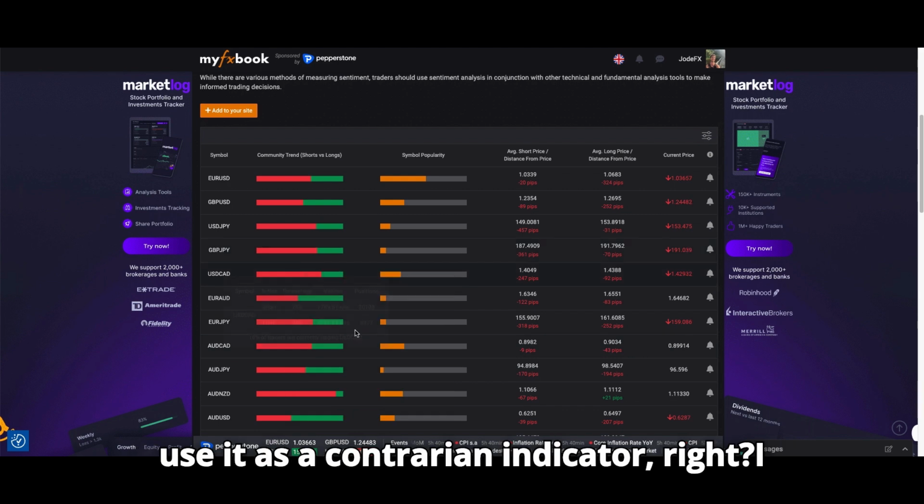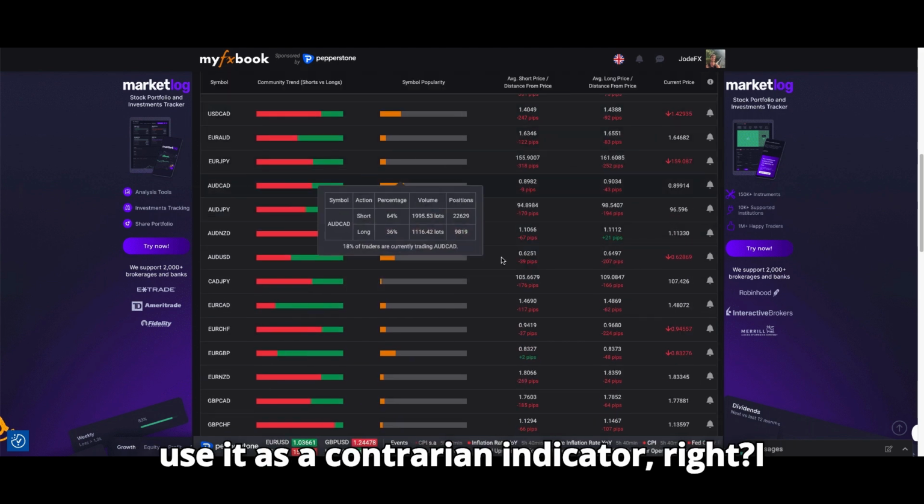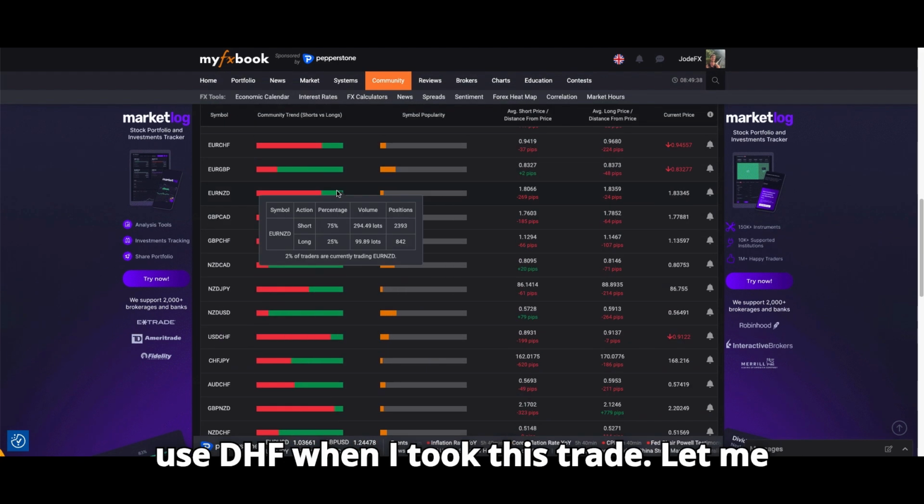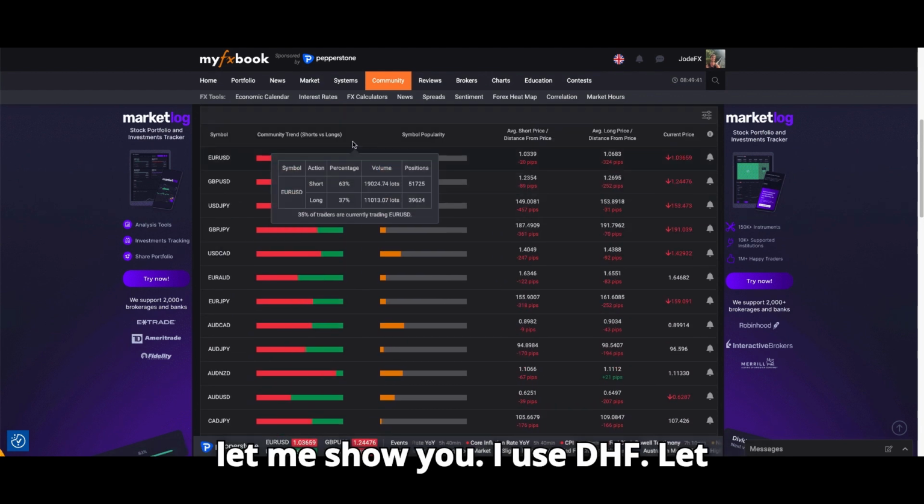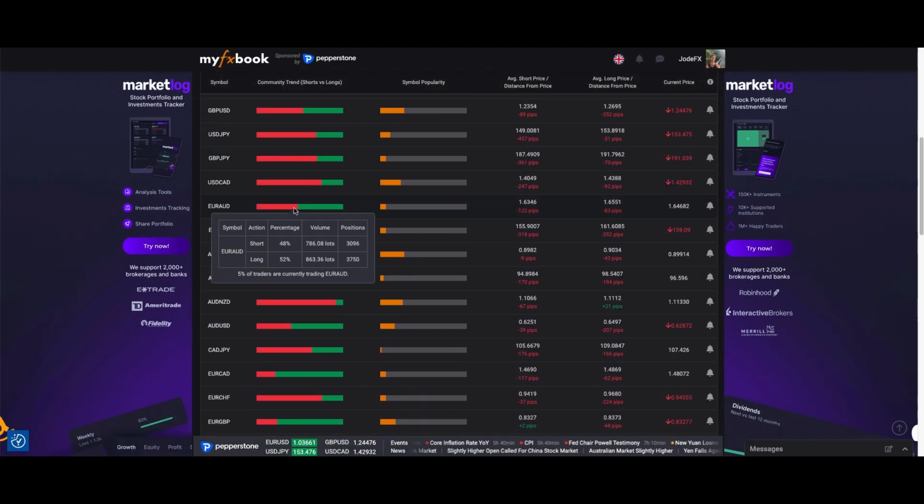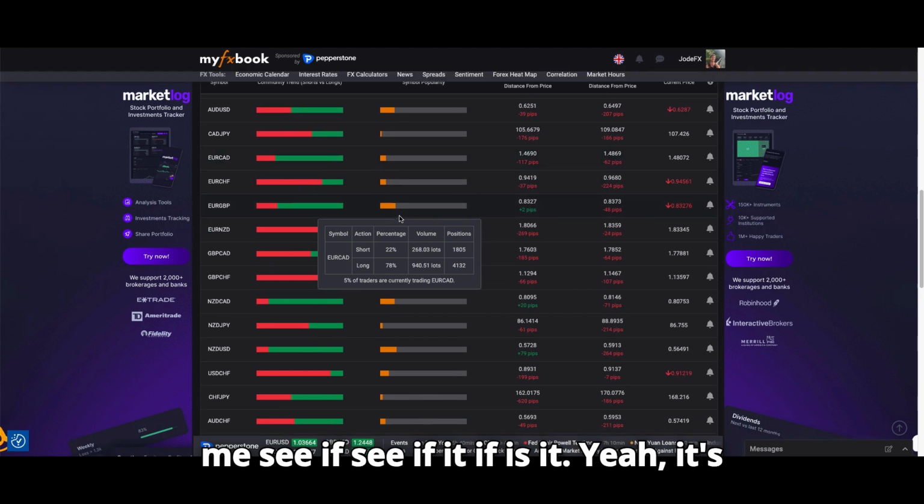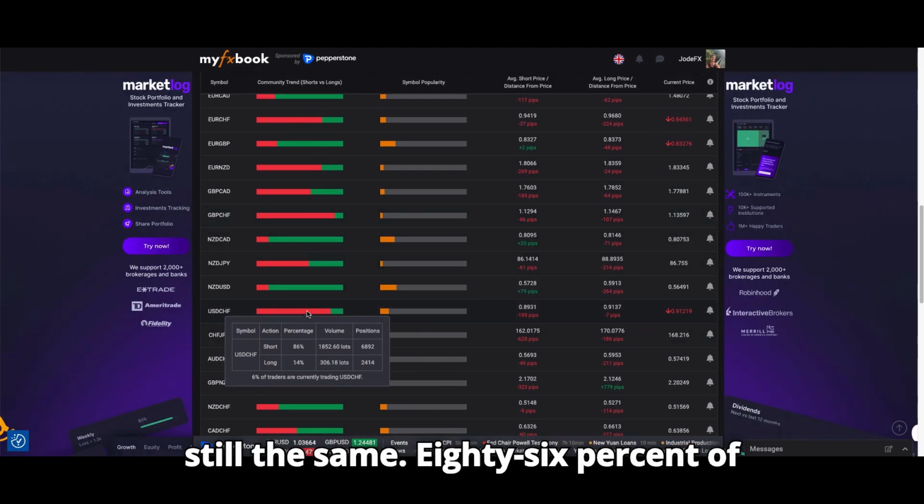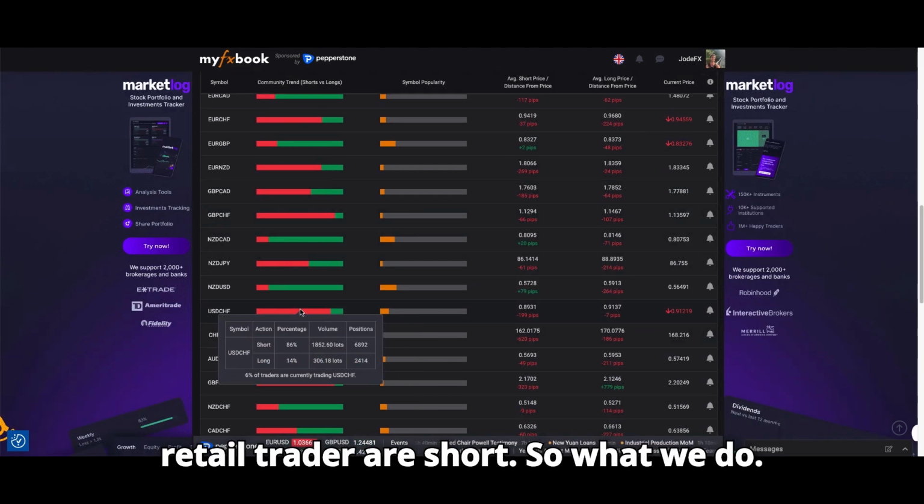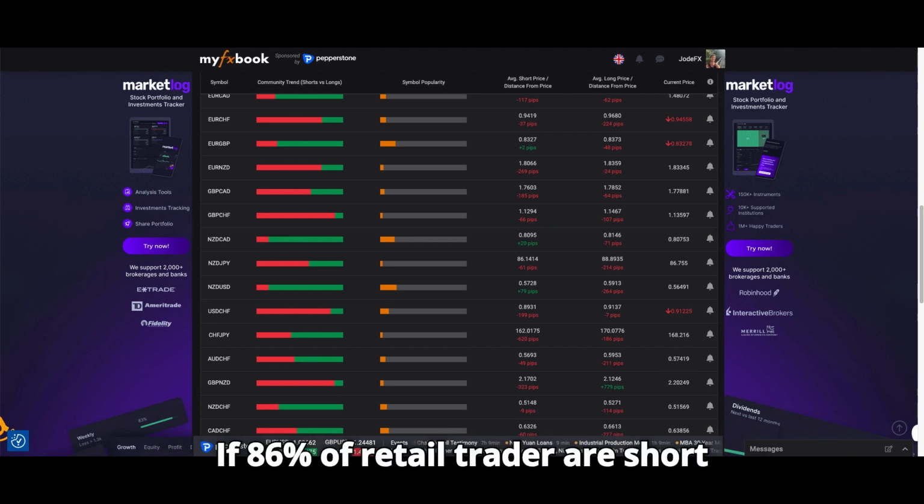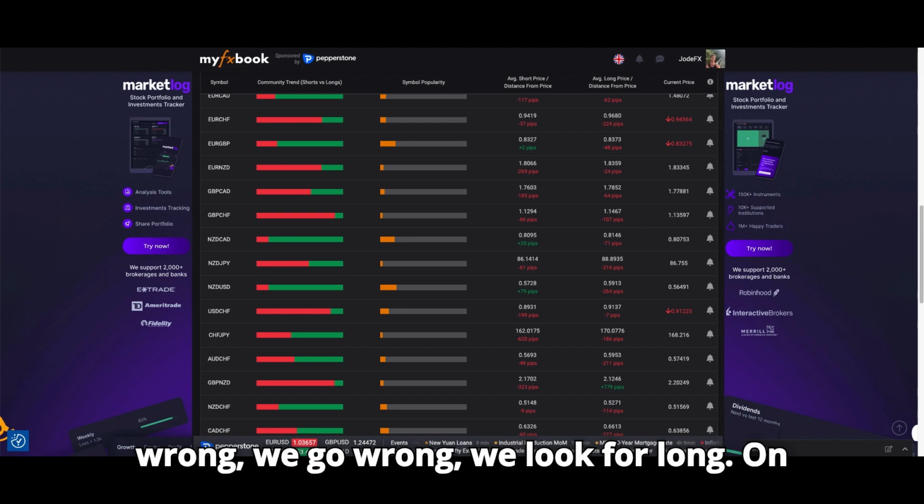So we do the opposite. We use it as a contrarian indicator, right? On USD, when I took this trade, let me show you. On USD, let me see if it's still the same. 86% of retail traders are short. So what we do, if 86% of retail traders are short, and we know that most of the time they're wrong, we go long. We look for longs.